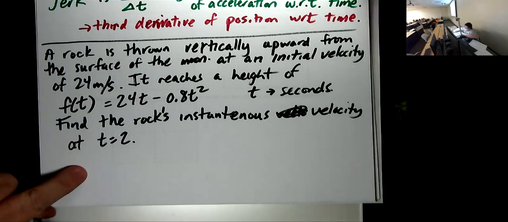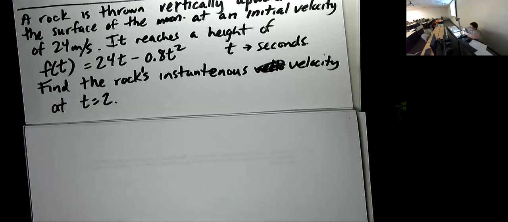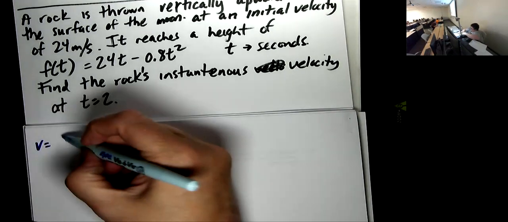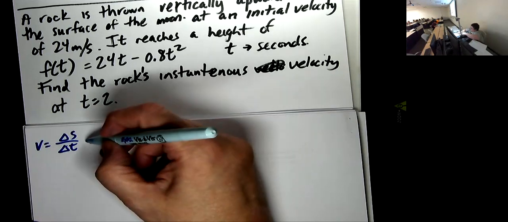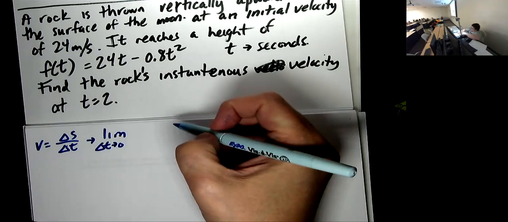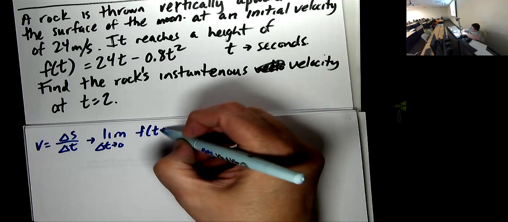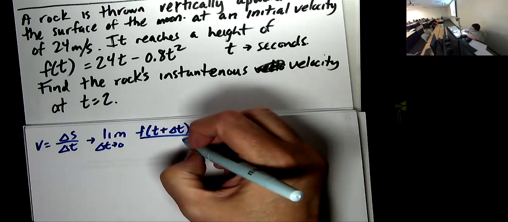All right, so how do we do this? This delta S over delta T, we're looking for the velocity, and we want the instantaneous one. This has to do with the limit as delta T goes to 0 of f of t plus delta T minus f of t, over delta T.